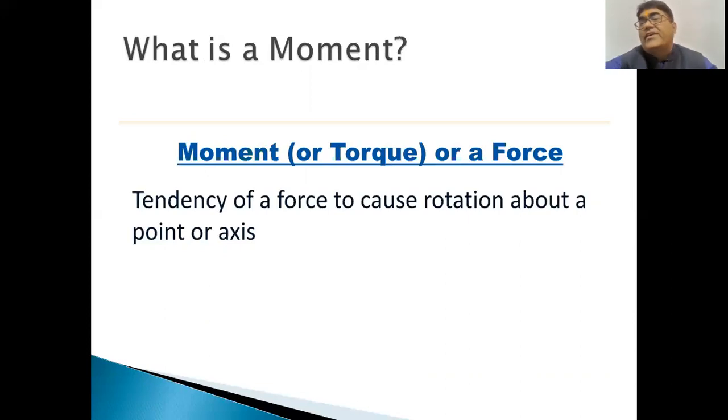The moment can also be known as the torque, the tendency of a force to cause rotation about a point or axis. For example, I am demonstrating here that the moment has a tendency to cause rotation about a point. How? This is the fulcrum. If I apply the force here, you can see that this point is rotating like that. If I apply force here, this point is rotating.